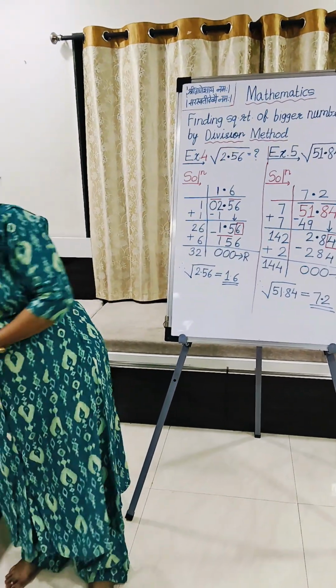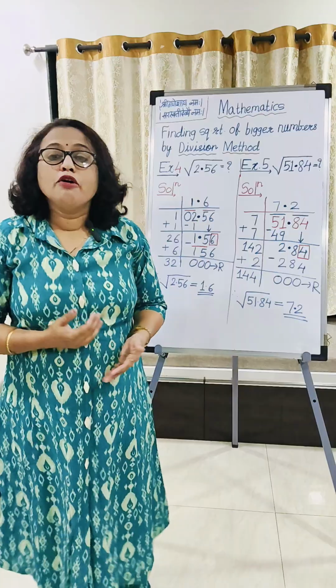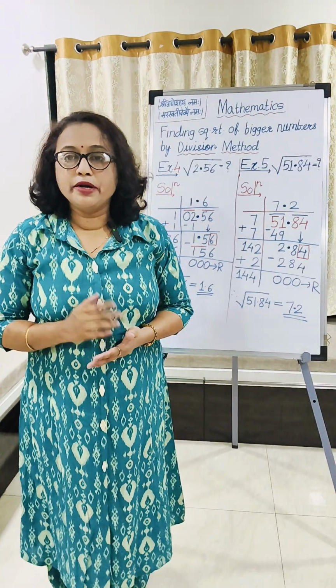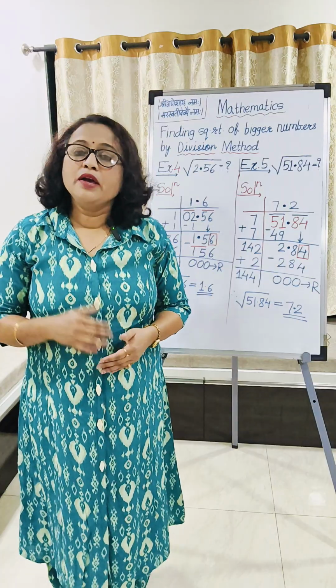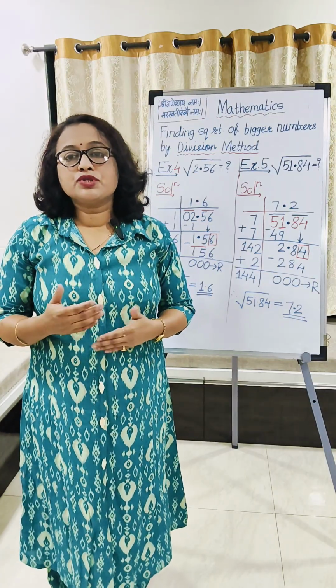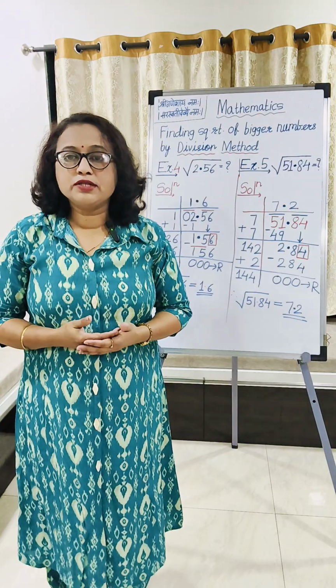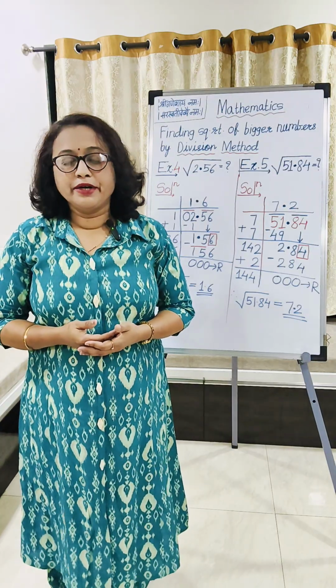This is how we have to follow the procedure of the division method for finding the square root of all types of bigger numbers, all types of rational numbers. Okay, in our next video we are going to start with the new topic, Pythagorean triplet. So we are going to solve some examples based on Pythagorean triplet.